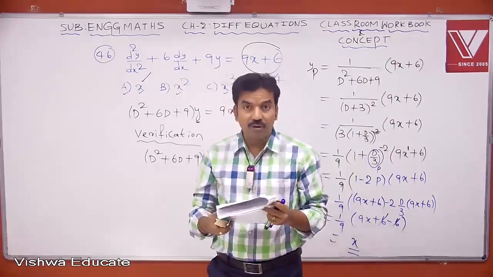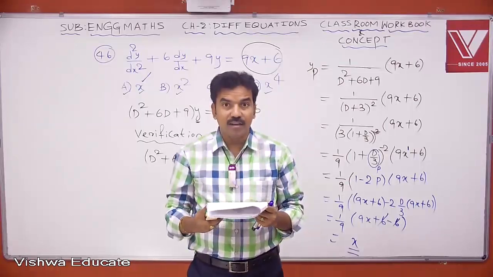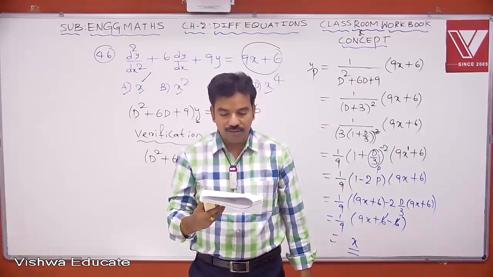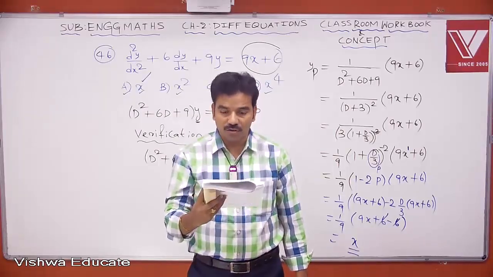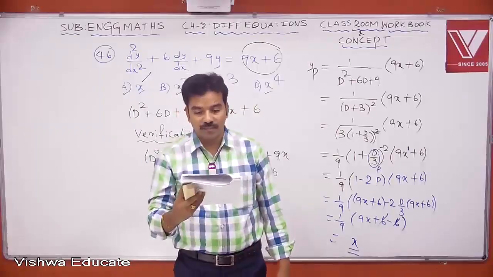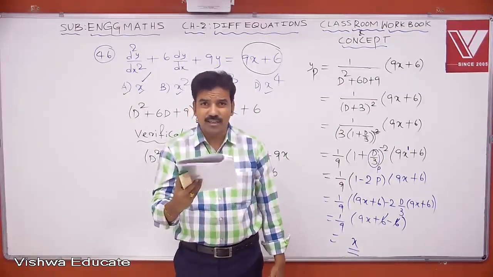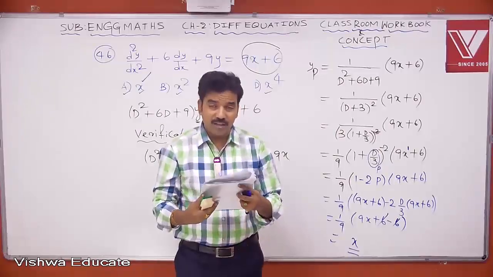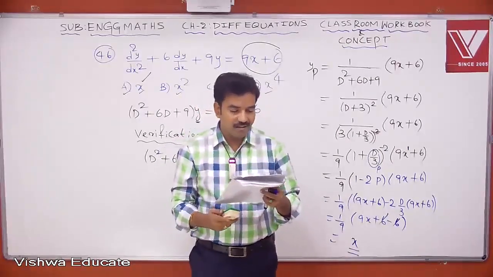Next we move to question number 47. A particular integral of d square y by dx square plus 5 dy by dx minus 3y equal to 6 is, options are given as constants. See here, right side expression is Q of x. What is Q of x? It is 6. It is a constant expression. So therefore in place of 6 you can write either exponential function or cos function. Let us see this.